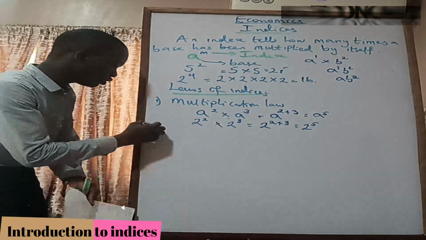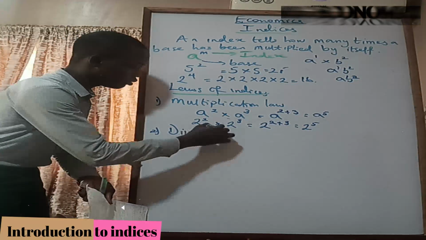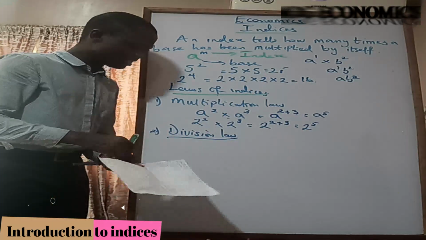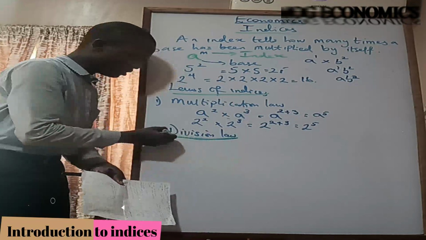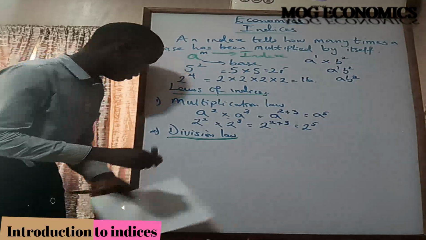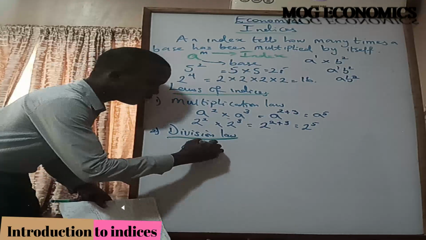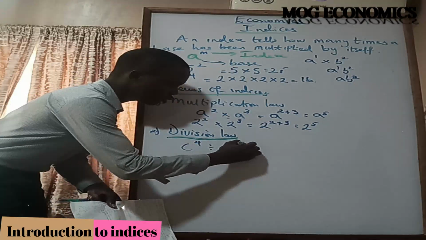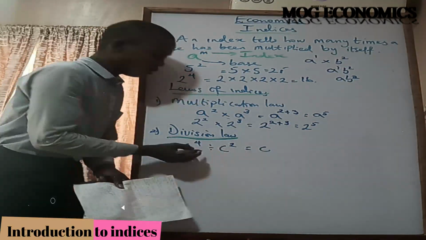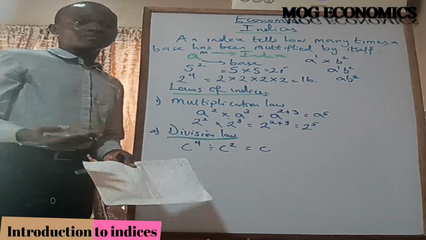Number 2 is the division law, or what you can call the division rule. Our division law is similar to what we just did for multiplication, just that here we are dividing. If I have c raised to power 4 divided by c raised to power 2, what should I do? Since they share the same base, I'm going to pick one, c, but the division sign is telling me that I should subtract the respective indices from each other.